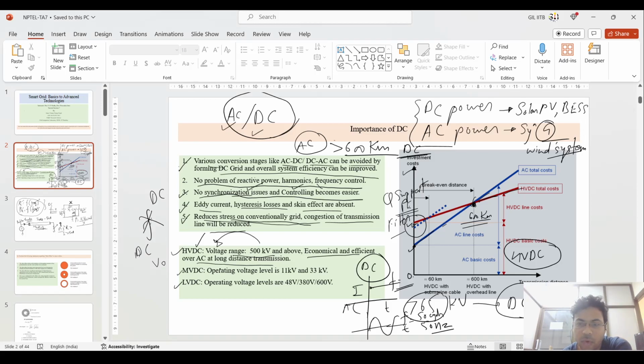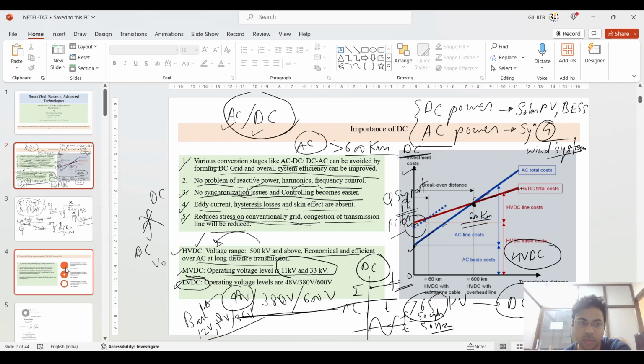It is more economical than AC if you go greater than 600 kilometers. Same with the MVDC, medium voltage distribution system. If you go operating at 11 kV or 33 kV, that is the medium voltage system. If you come to the lower voltage level, that is the LVDC system, that is the voltage level of 48 volt, which we experience at a household level, 230 volt, 380 volt, 600 volt, that kind of system is the LV distribution system. 48 volt you generally see with the battery banks, 12 volt, 36 volt, 48 volt, that kind of system you generally experience with the battery system.